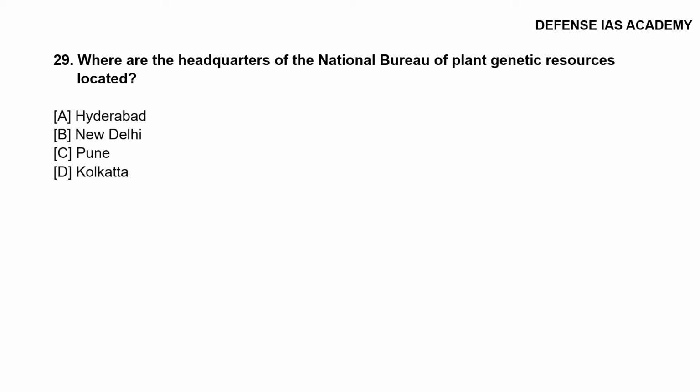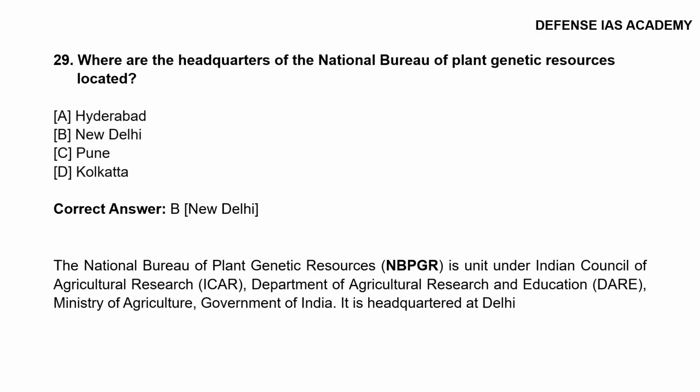Question 29. Where are the headquarters of the National Bureau of Plant Genetic Resources located? The correct answer is option B, New Delhi. The National Bureau of Plant Genetic Resources, also called NBPGR, is a unit under the Indian Council of Agricultural Research, the Department of Agricultural Research and Education, Ministry of Agriculture, Government of India. It is headquartered at Delhi.